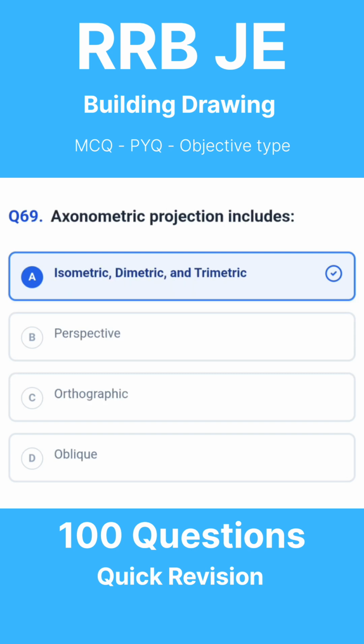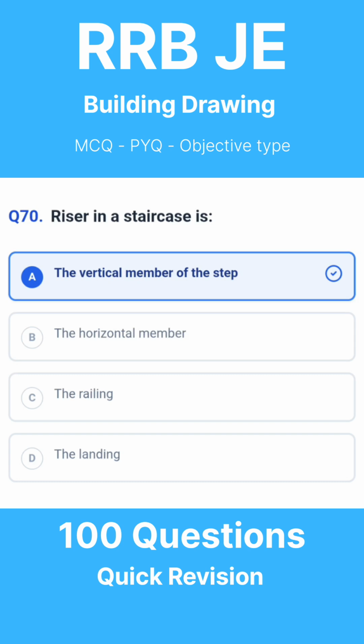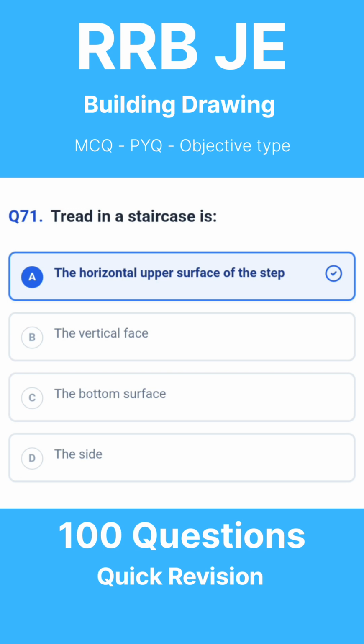Question 69. Axonometric projection includes? The correct answer is isometric, dimetric, and trimetric. Question 70. Riser in a staircase is? The correct answer is the vertical member of the step. Question 71. Tread in a staircase is? The correct answer is the horizontal upper surface of the step.